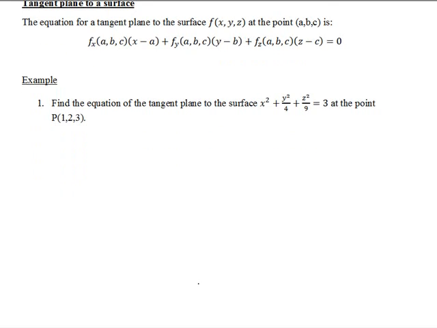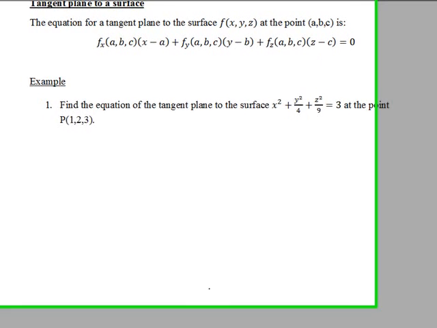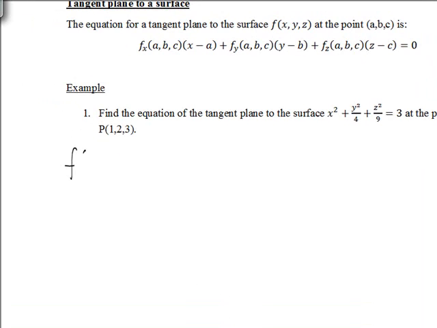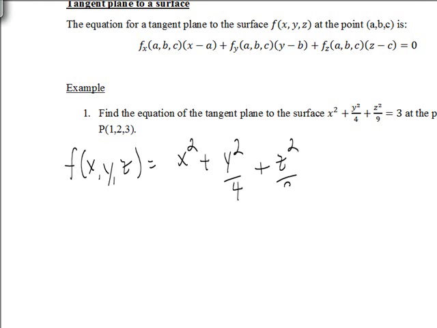Find the equation of the tangent plane to the surface x squared plus y squared over 4 plus z squared over 9 equals 3 at the point P (1, 2, 3). Now to find the function f of x, y, z, the equation for the surface must be equal to 0, so you'd have to subtract 3 from both sides. Therefore, your function f of x, y, z is x squared plus y squared over 4 plus z squared over 9 minus 3. Okay?